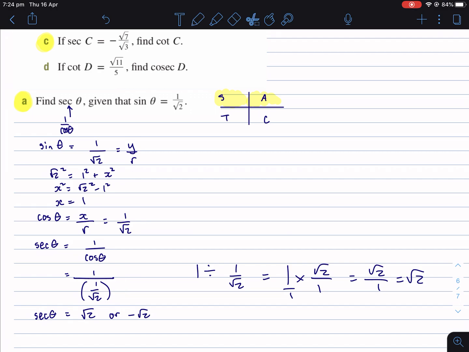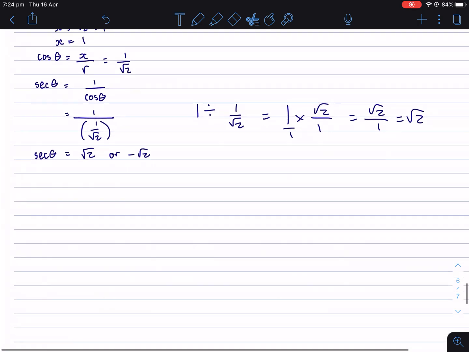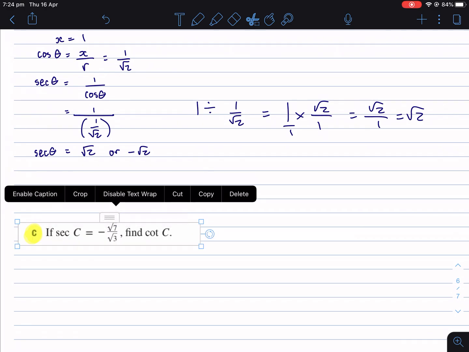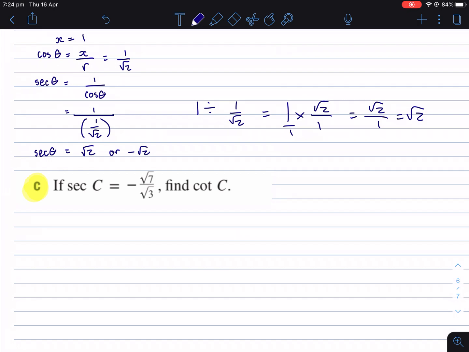Okay, C. Bit harder. Now, sec is 1 on cos. We've been asked to find 1 on tan.